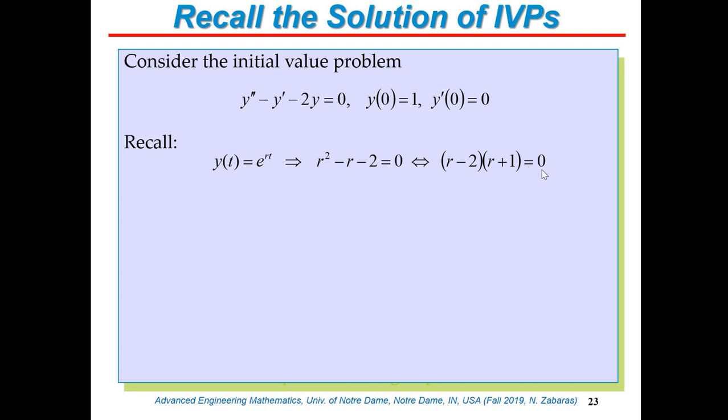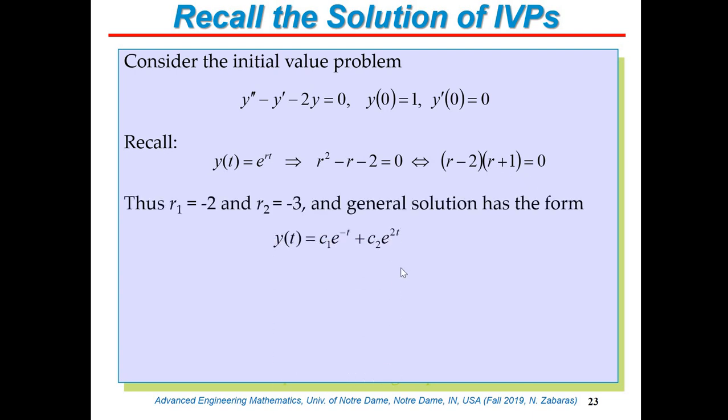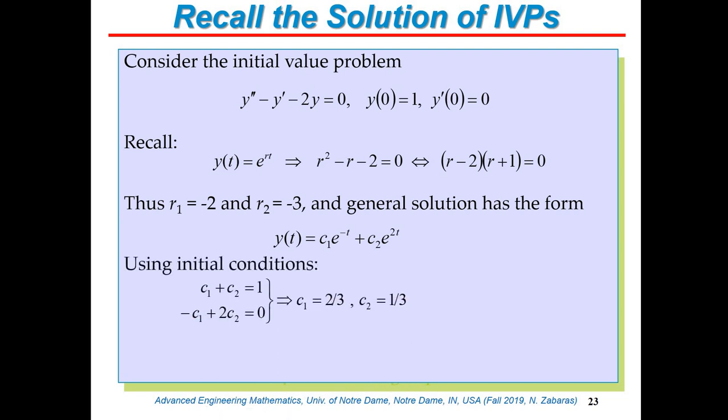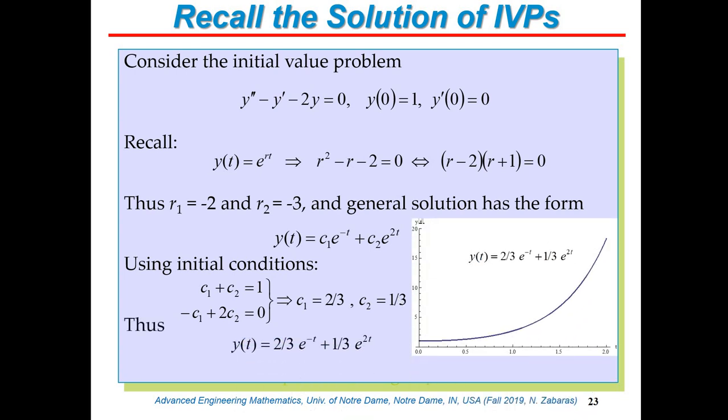So here it has solutions r equal 2 and minus 1. So the general solution looks like this. And then as a post-processing, if you like, you apply initial conditions that y at 0 is equal to 1 and that the derivative at 0 is equal to 0. And that allows you to compute the coefficients. And here is the solution. This is how we used to operate with initial value problems.